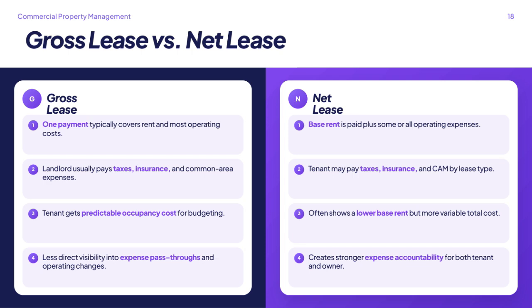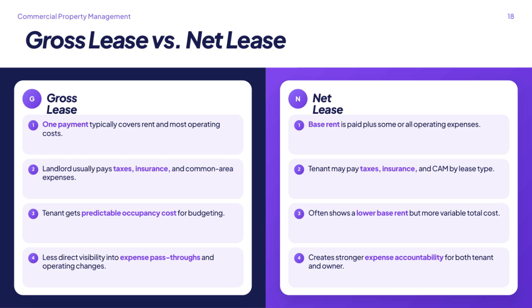On the other hand, a net lease requires the tenant to pay a base rent plus some or all of the operating expenses, which can include taxes, insurance, and common area maintenance fees, depending on the lease type. While net leases often start with a lower base rent, the total cost can fluctuate more, reflecting changes in those operating expenses. This approach creates a stronger sense of expense accountability for both the tenant and the landlord, since both parties are more aware of and responsible for the costs involved. Understanding these key distinctions can help both landlords and tenants choose the leasing structure that best aligns with their financial planning and management preferences.